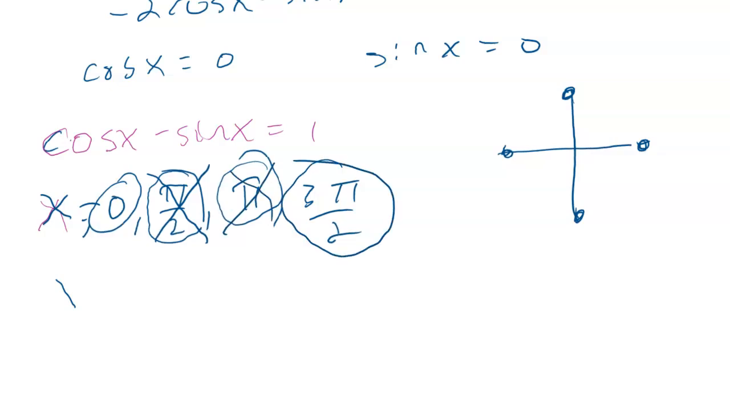Let's try 3 pi over 2. Cosine of 3 pi over 2 is 0. Sine of 3 pi over 2 is negative 1, but you're subtracting a negative 1, so that turns into 1. So these two both work.